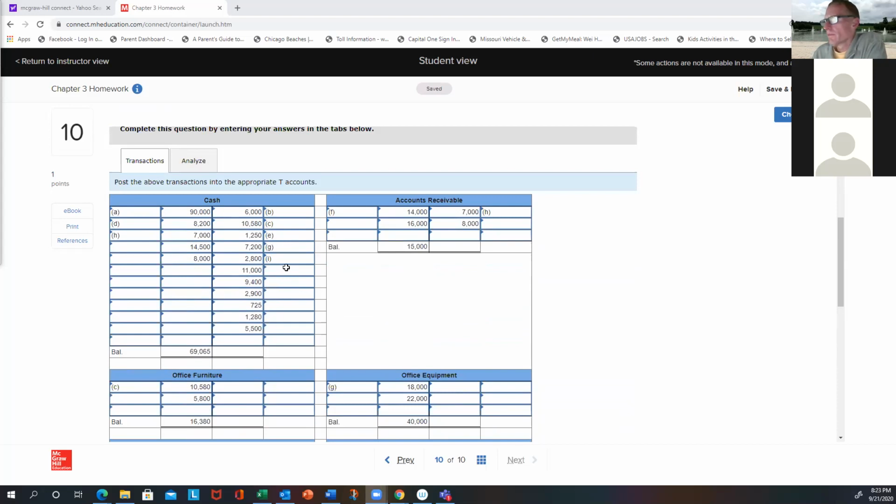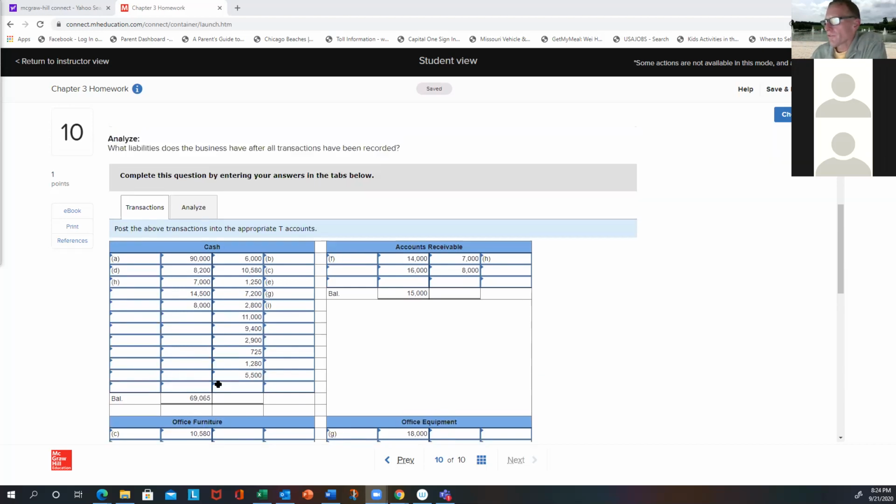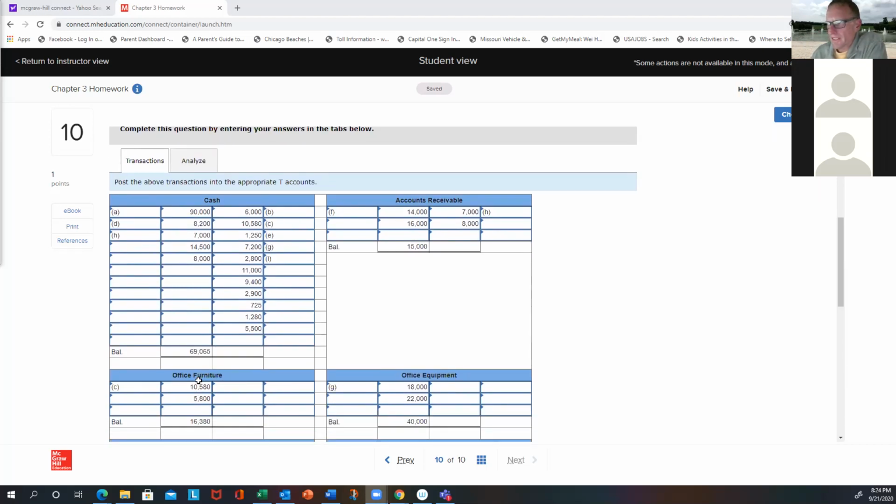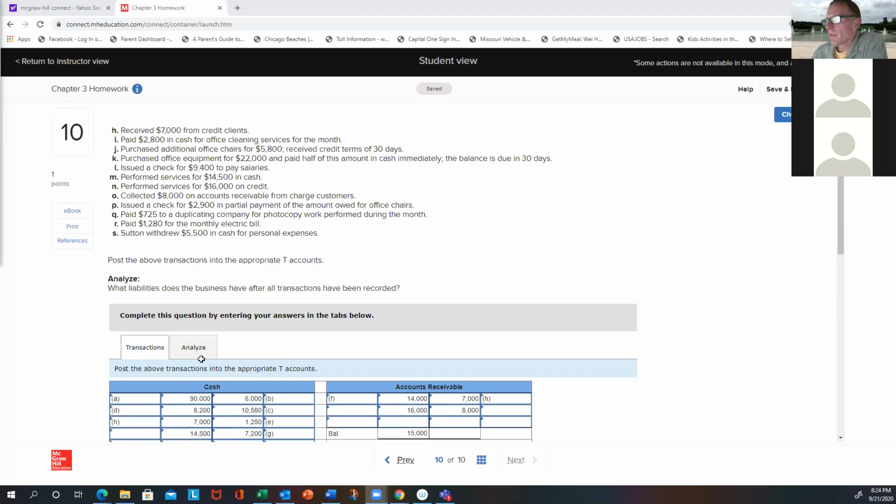What did you do? I accidentally put debit office furniture for P. Okay. Yeah. So that debit, remember, you'd already bought it. You're just paying the bill. So that office furniture would have already been included in the asset account on letter P. The only thing that letter P is doing is you're just decreasing your cash and then decreasing your debt.